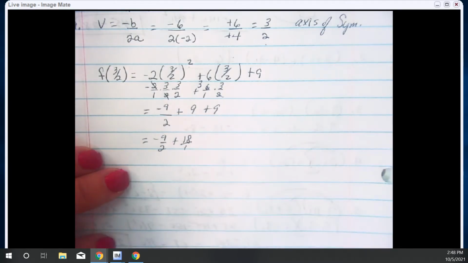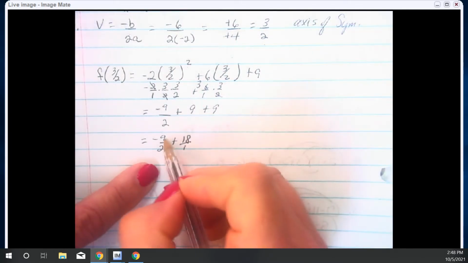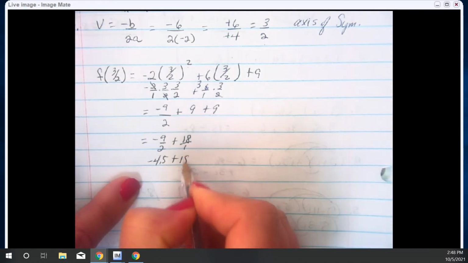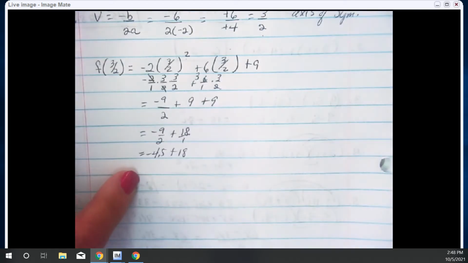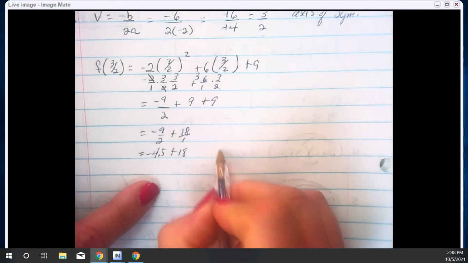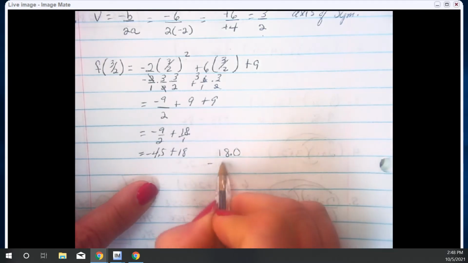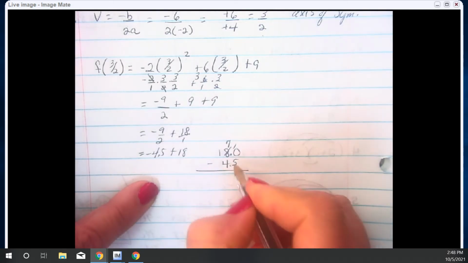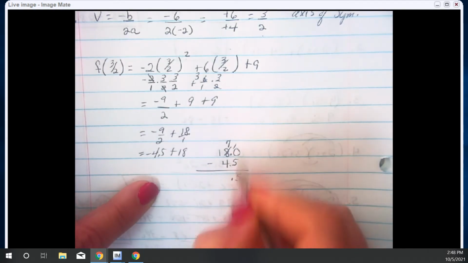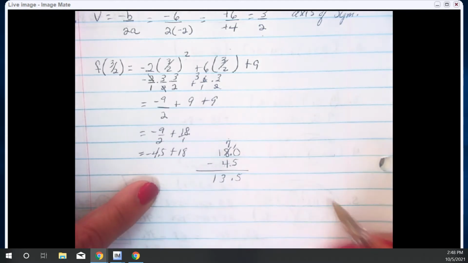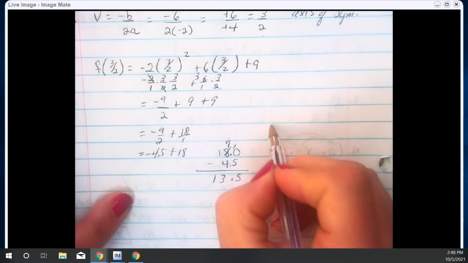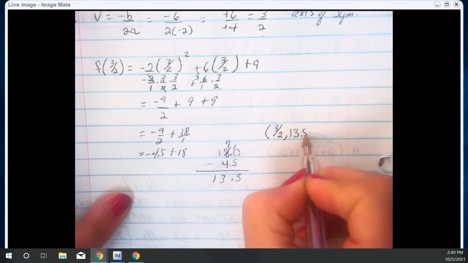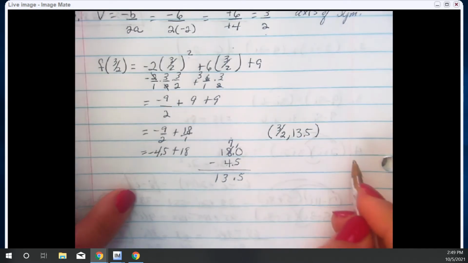Now, there's two ways that you can do this. What is half of 9? Well, that is a negative 4.5. So if you know that that's a negative 4.5, you can go ahead and put a negative 4.5. 18.0 minus 4.5. Line up your decimals. 5 from 10 is 5. There's the decimal. 4 from 7 is 3. And you get 13.5. So the vertex is the point 3 halves and 13.5. Now that's one way you can do it.